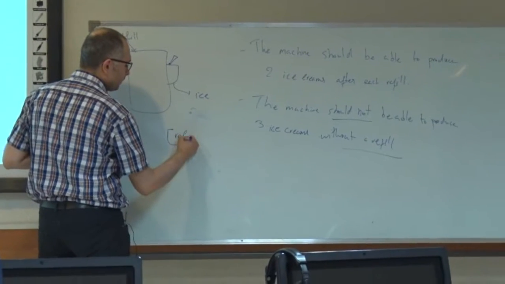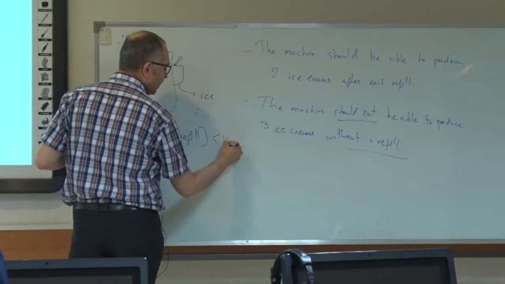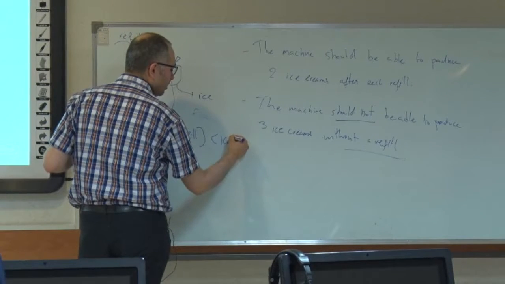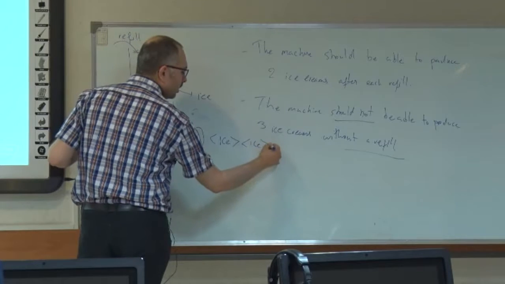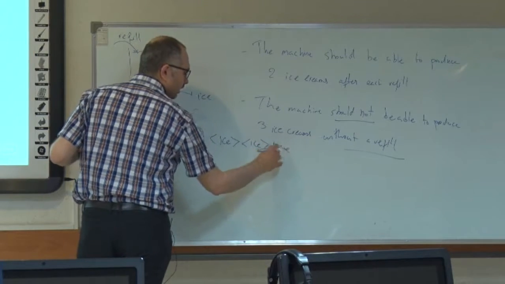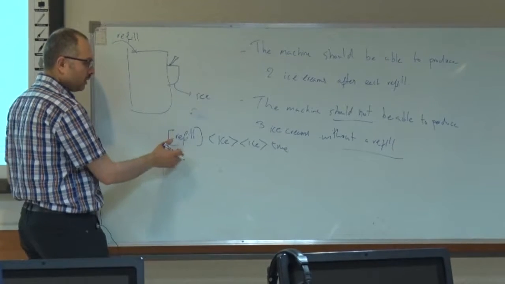Yes? Box, refill, diamond produce, let's call it ice. I wrote ice here, okay. Diamond ice, and then diamond another diamond ice, okay. Okay, it's not bad. I don't want to argue much about it. It could be improved, right? But this is a good start.